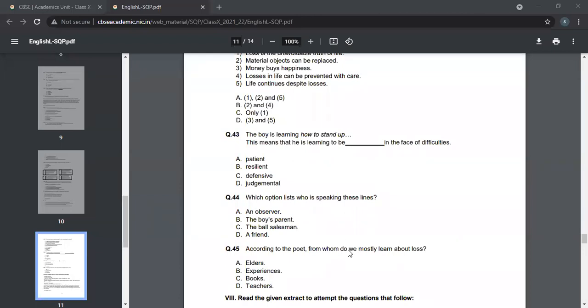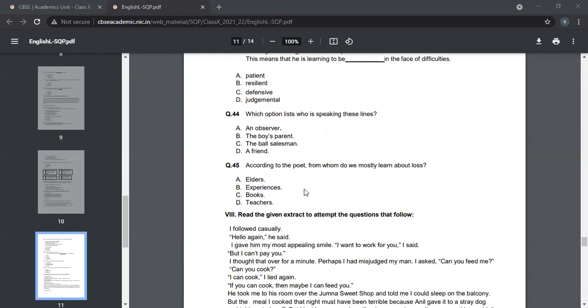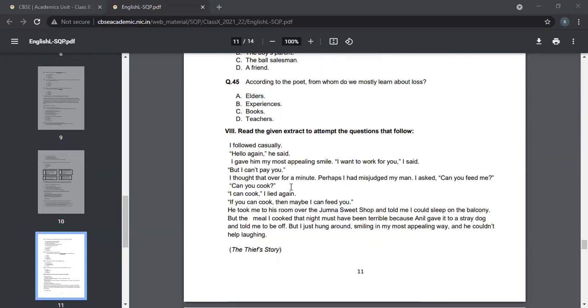Which option lists who is speaking these lines? Observer bol raha hai, the boy is a parent, the ball salesman, a friend. Yes, the person who is observing this incident, he is saying this. According to the poet, from whom do we mostly learn about loss? Elders, experiences, books, teachers. Yes, experiences, teachers.